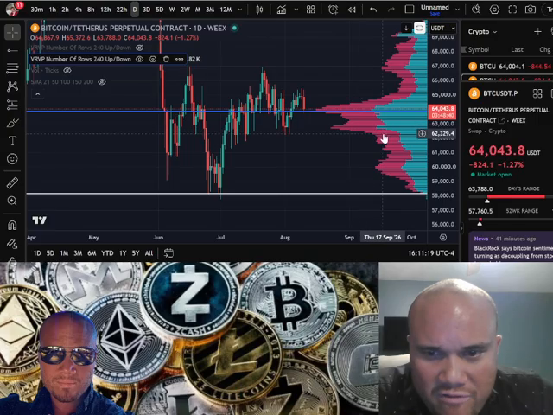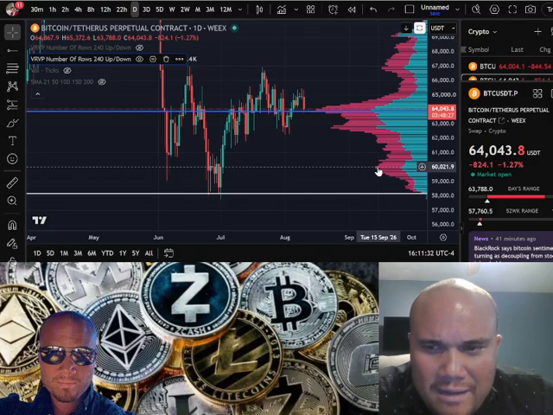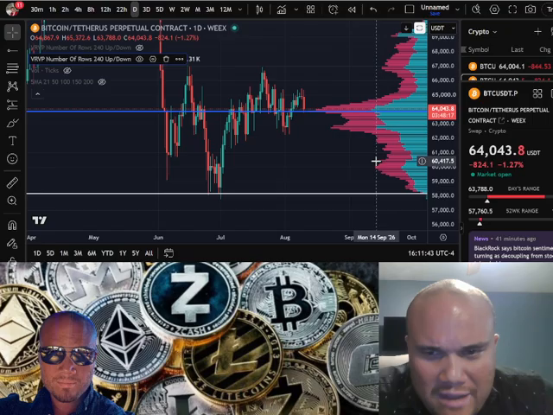You get a gap in the VRVP indicator, and there shouldn't really be much support until we come down to this other high volume node here, roughly at 60K. This is also a psychological number. You would expect some traders, investors to try to take a shot on buying Bitcoin at 60K here, okay? Just because of the psychological thinking behind it, like I'm going to buy at 60K. But there's also high volume here, so 60K could be another support level.